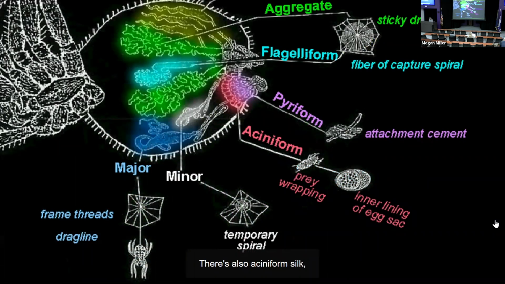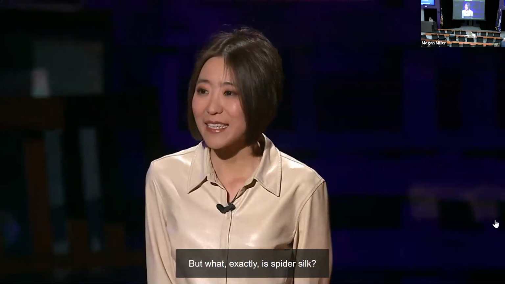There's also aciniform silk, which is used to wrap prey. Minor ampulate silk is used in web construction. And the most studied silk line of them all, major ampulate silk. This is the silk that's used to make the frame and radii of an orb web and also the safety trailing drag line. But what exactly is spider silk?